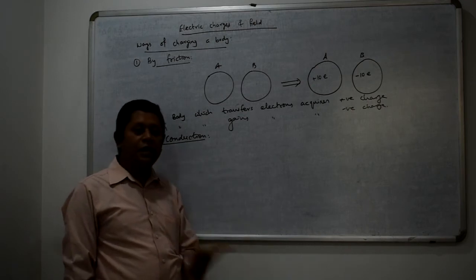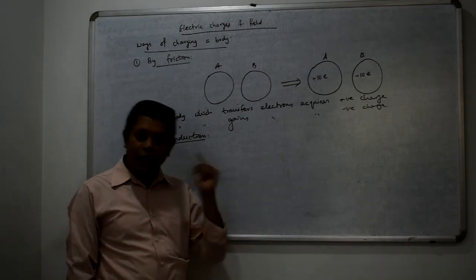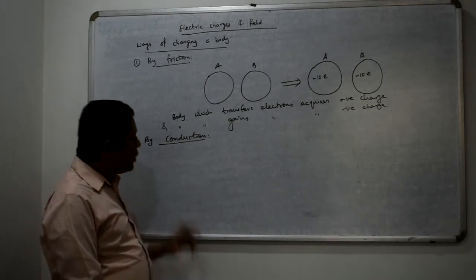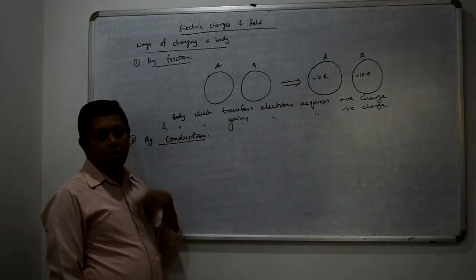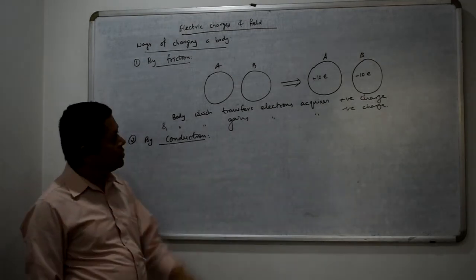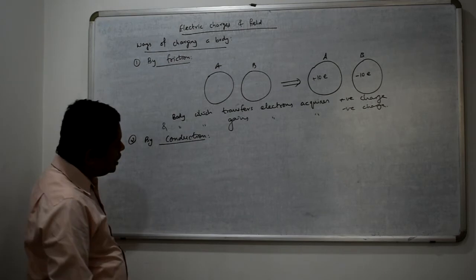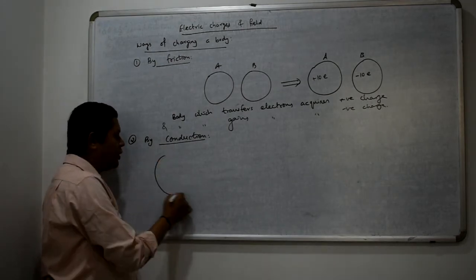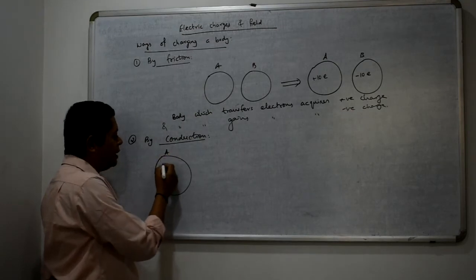Electric potential is related to the term electric charge. Any body which has electric charge has electric potential also. More the charge, more the potential. Positive charge means positive potential, negative charge means negative potential. So here, if two bodies are at different potential, let us consider body A, it is having certain positive charge.